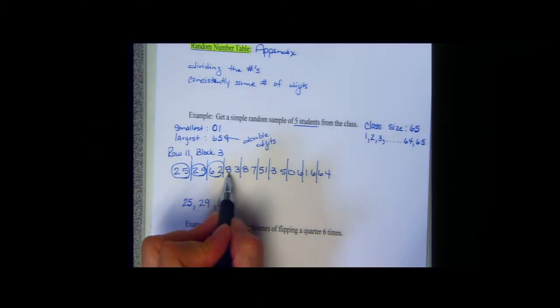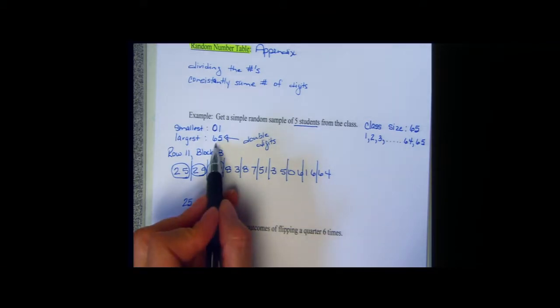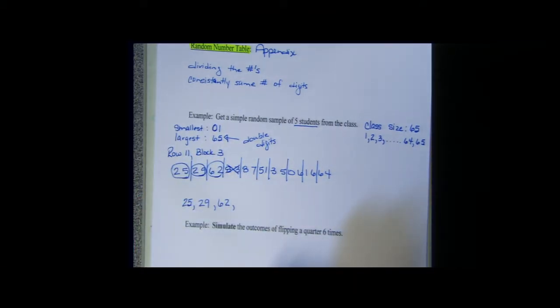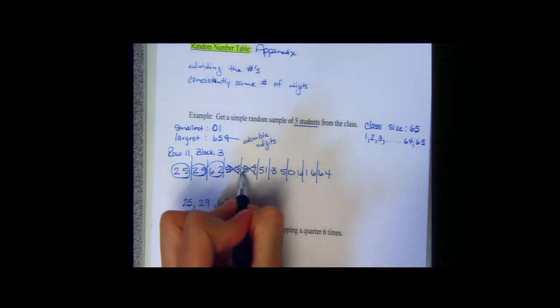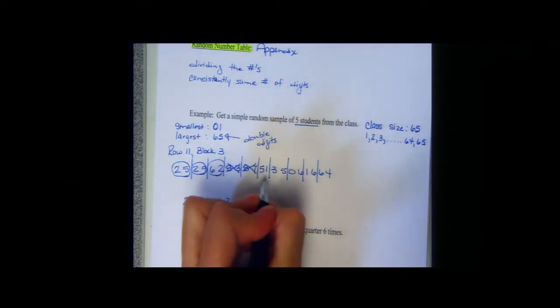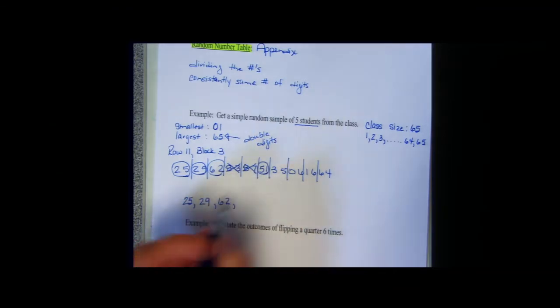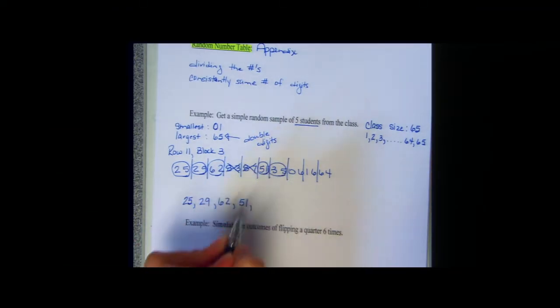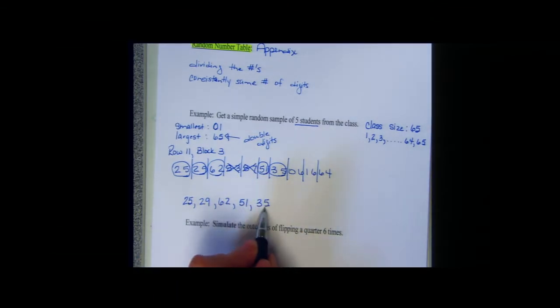Well, notice the next number is 83. Well, my largest number is 65, so that can't be used, so I throw it out. Here's 87, too big. Student 51 can be used, and student 35 can be used. And then once I get 1, 2, 3, 4, 5, I'm done.